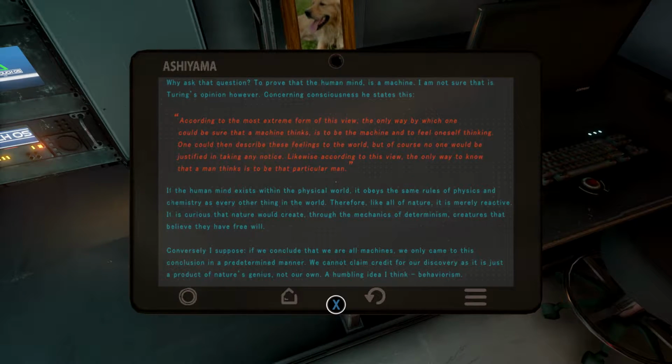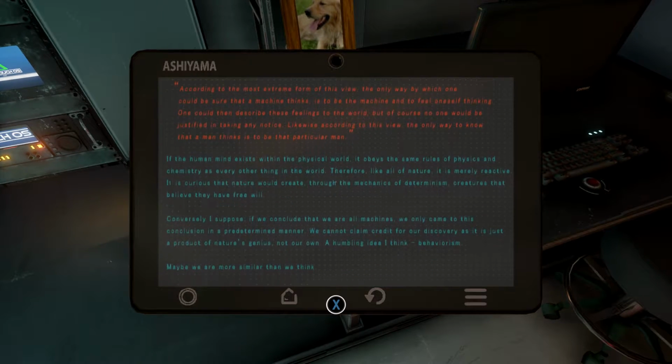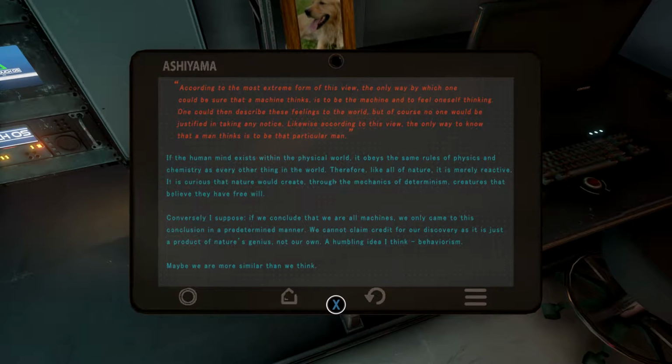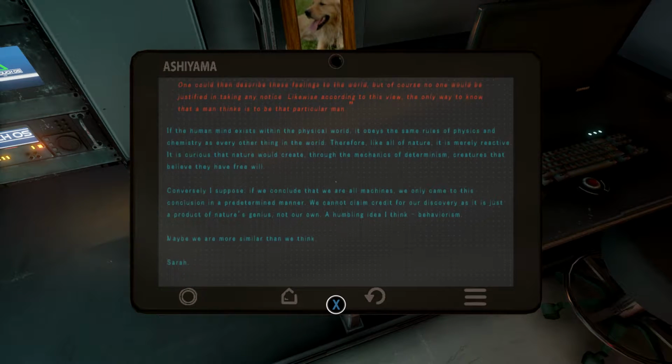If a human mind exists within the physical world, it obeys the same rules of physics and chemistry as every other thing in the world. Therefore, like all of nature, it is merely reactive. It is curious that nature would create, through the mechanisms of determinism, creatures that believe they have free will.